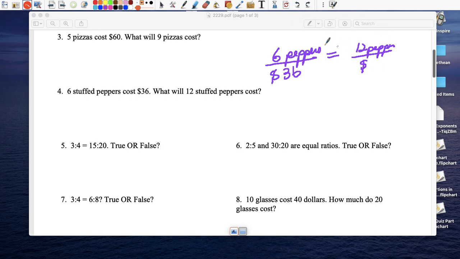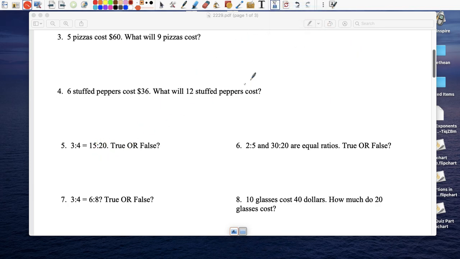So, if you want to cross multiply, you can cross multiply. But this one again, you can see it. 6 times 2 is 12. So 36, we're going to multiply it by 2, right? Whatever we multiply the top by, we multiply the bottom, we get 72. And that's our answer. So that one is easy, right?